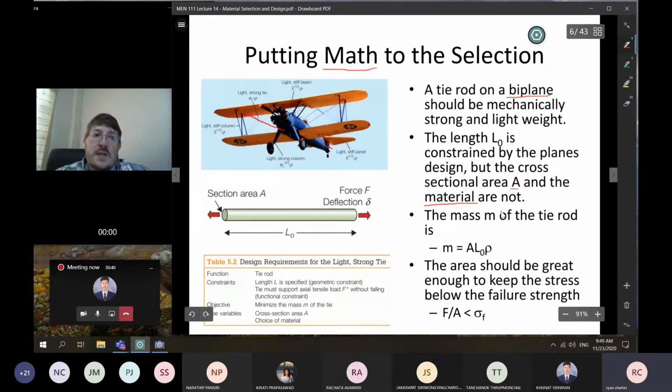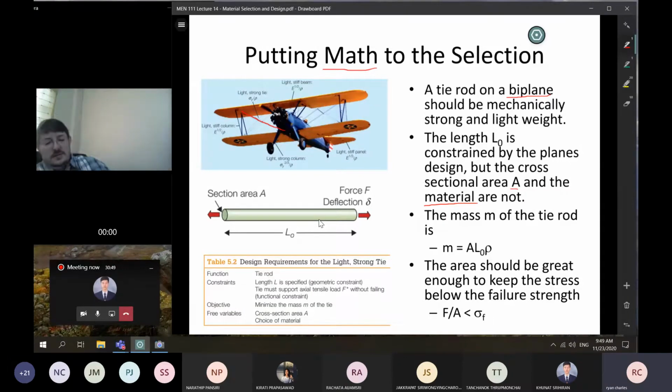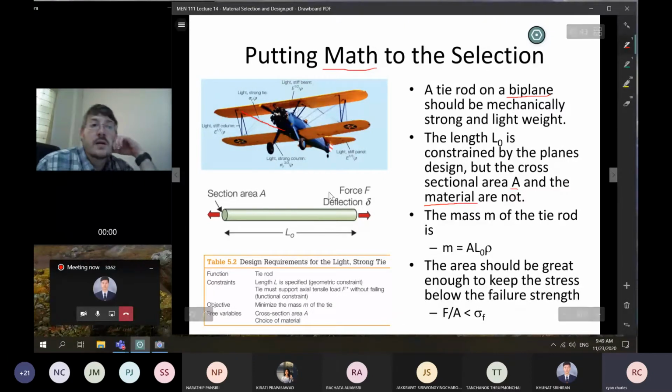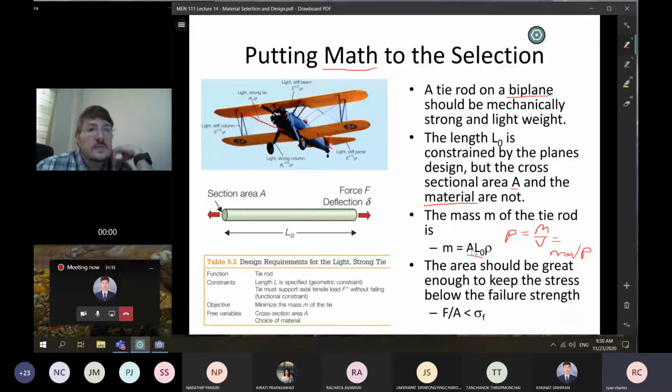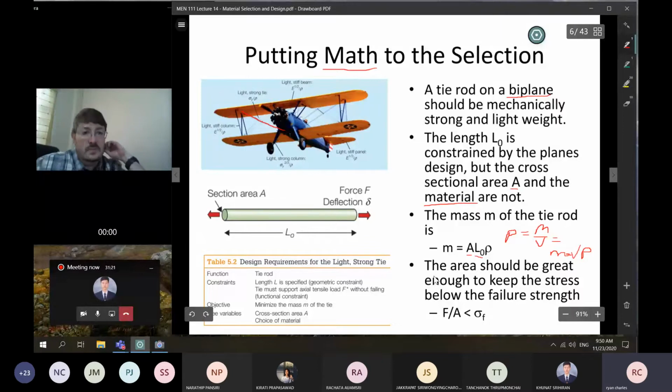Now, the mass. What is the mass of the tie rod? Okay, it's a cylinder, right? It's a cylinder, so it's simple geometry. We know that density is mass divided by volume, right? So mass is volume times density. What's the volume of a cylinder, right? Well, the height or length times the cross-sectional area. If it was circular, it'd be pi r squared, right? So the mass is A L rho, right?